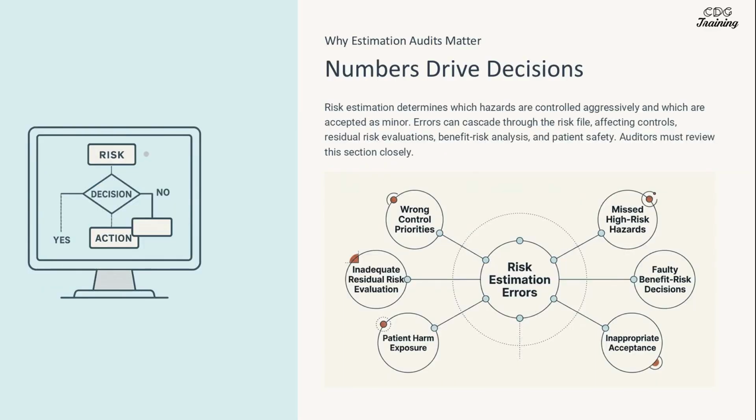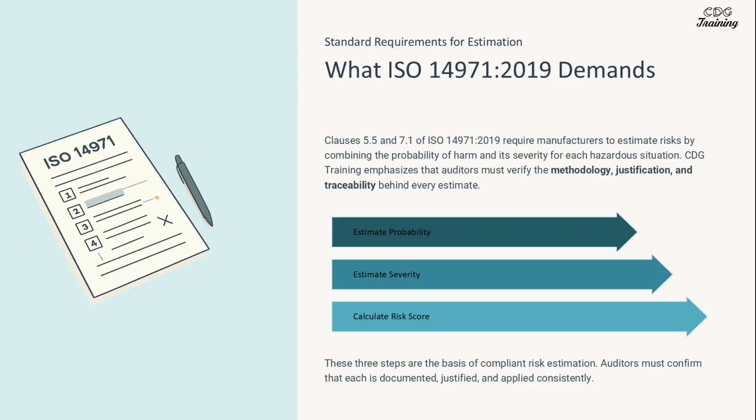Risk estimation is key in controlling hazards. Errors can cascade through the risk file, affecting various factors. Auditors must closely review this section to understand the impact of estimation errors. ISO 14971-2019 requires manufacturers to estimate risks by combining the probability of harm and its severity. Auditors must verify the methodology, justification, and traceability behind every estimate.